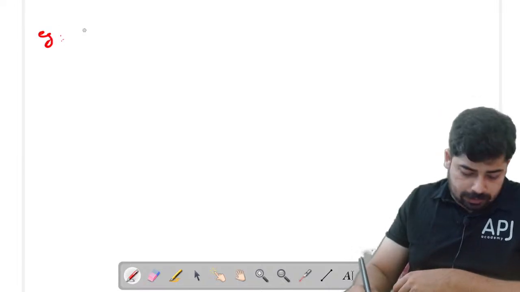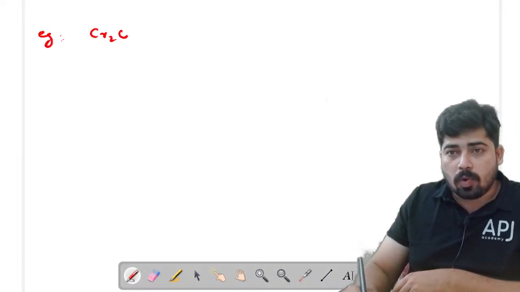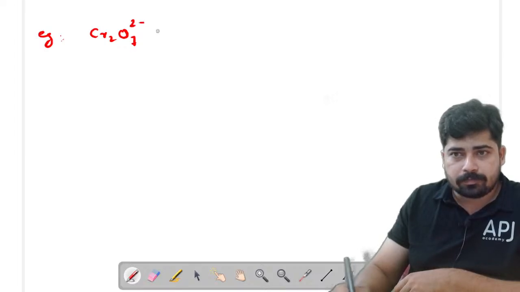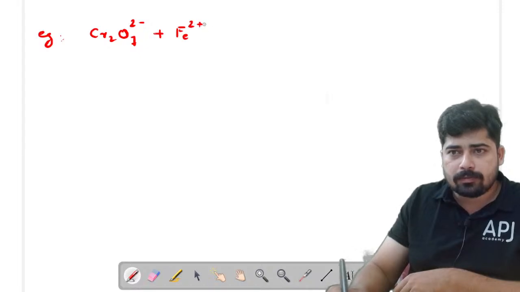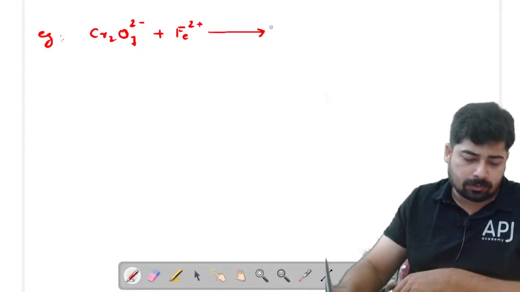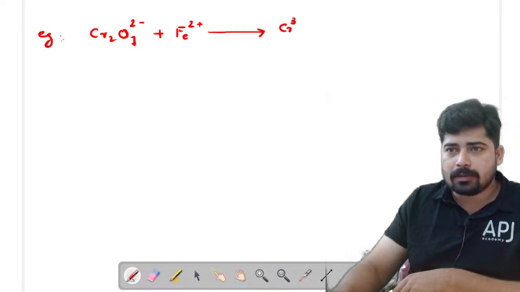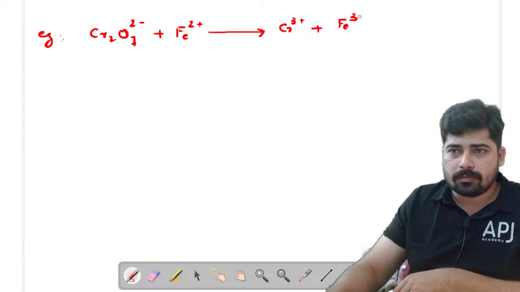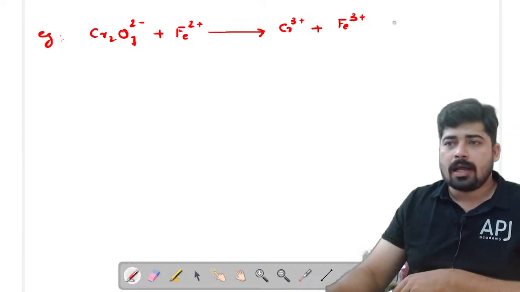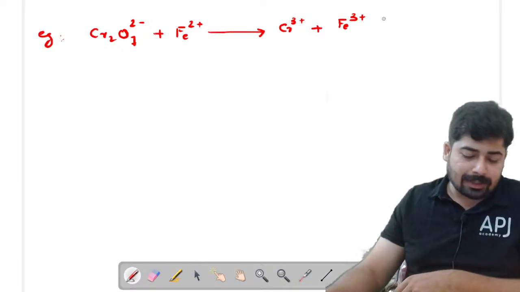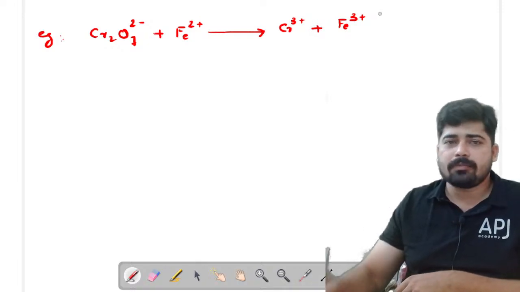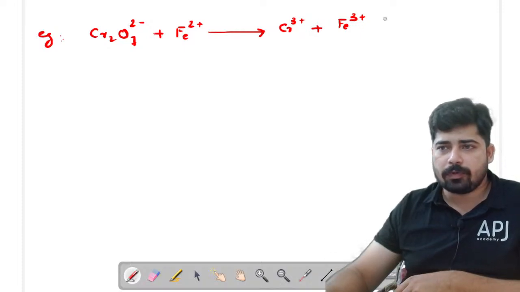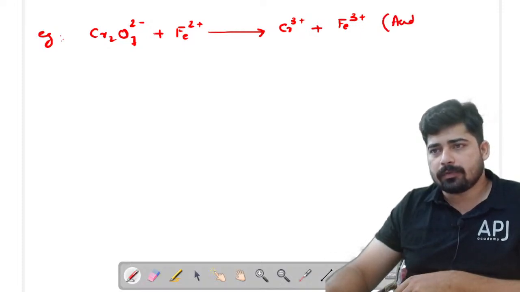We are going to discuss Cr2O7 2 minus plus Fe2 plus giving Cr3 plus and Fe3 plus. And this is in acidic medium. We are doing the examples of acidic medium, so in the question you can just give the indication that it is in acidic medium.